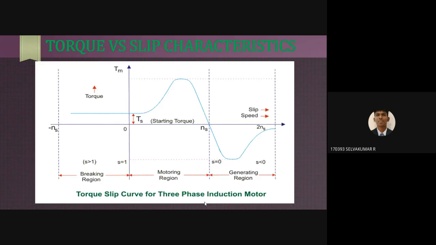It is 0 at no load and 1 at standstill. From this curve, it is seen that the torque is directly proportional to the slip.